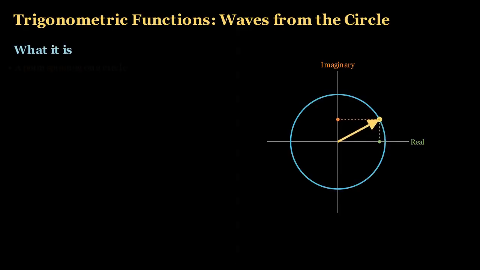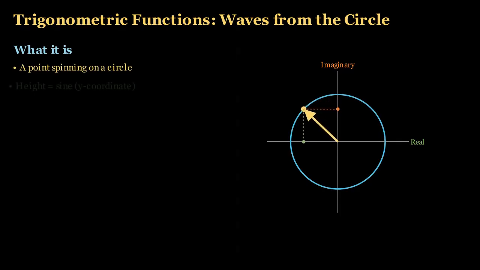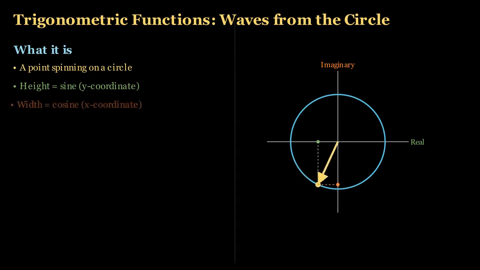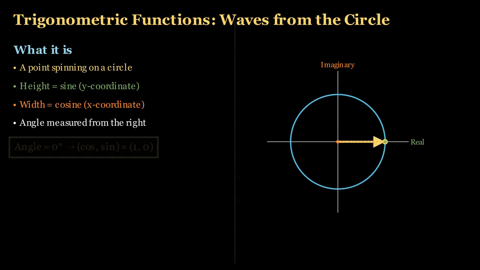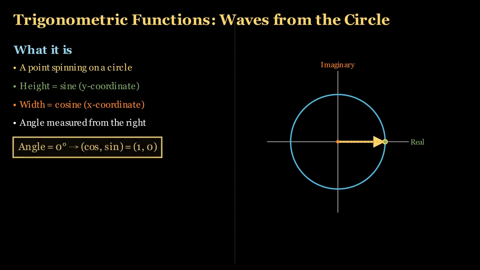Imagine a point moving around a circle of radius 1, centered at the origin. As it travels, we track 2 things, how high it is and how far across it is. The height, which is the y-coordinate, is called the sine of the angle. The horizontal distance, the x-coordinate, is called the cosine. The angle is measured from the positive x-axis, going counterclockwise.